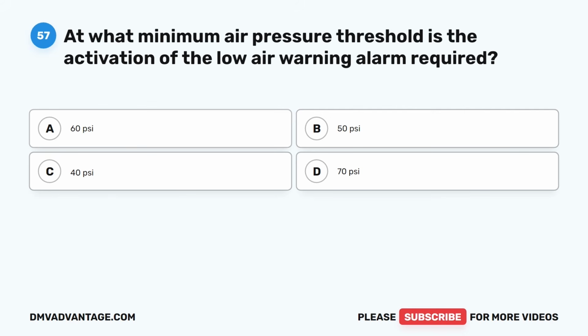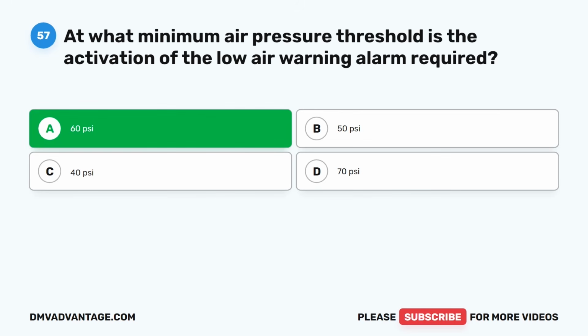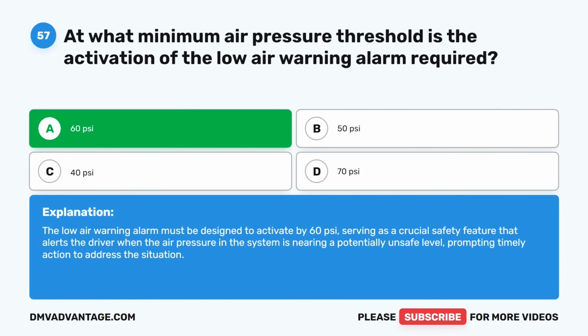Question 57. At what minimum air pressure threshold is the activation of the low air warning alarm required? A. 60 psi. B. 50 psi. C. 40 psi. D. 70 psi. The correct answer is A. 60 psi. The low air warning alarm must be designed to activate by 60 psi, serving as a crucial safety feature that alerts the driver when the air pressure in the system is nearing a potentially unsafe level, prompting timely action to address the situation.